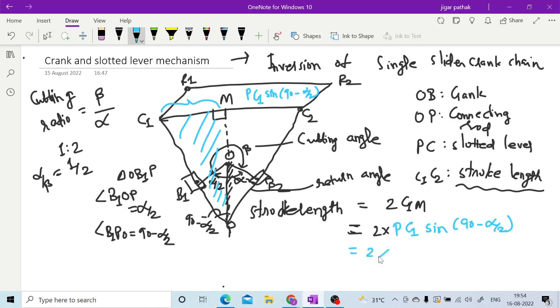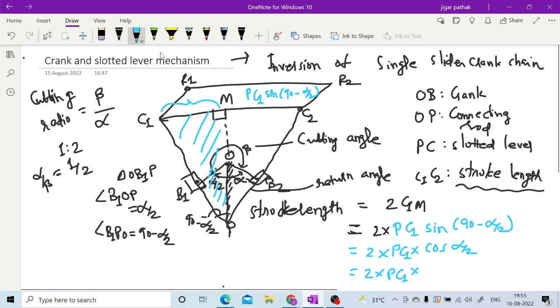Now stroke length is 2 into PC1 into sine 90 minus alpha by 2, which is nothing but cos alpha by 2. And what is cos alpha by 2? In this particular triangle OB1P, as we have taken, cos alpha by 2 is nothing but OB1 upon OP.